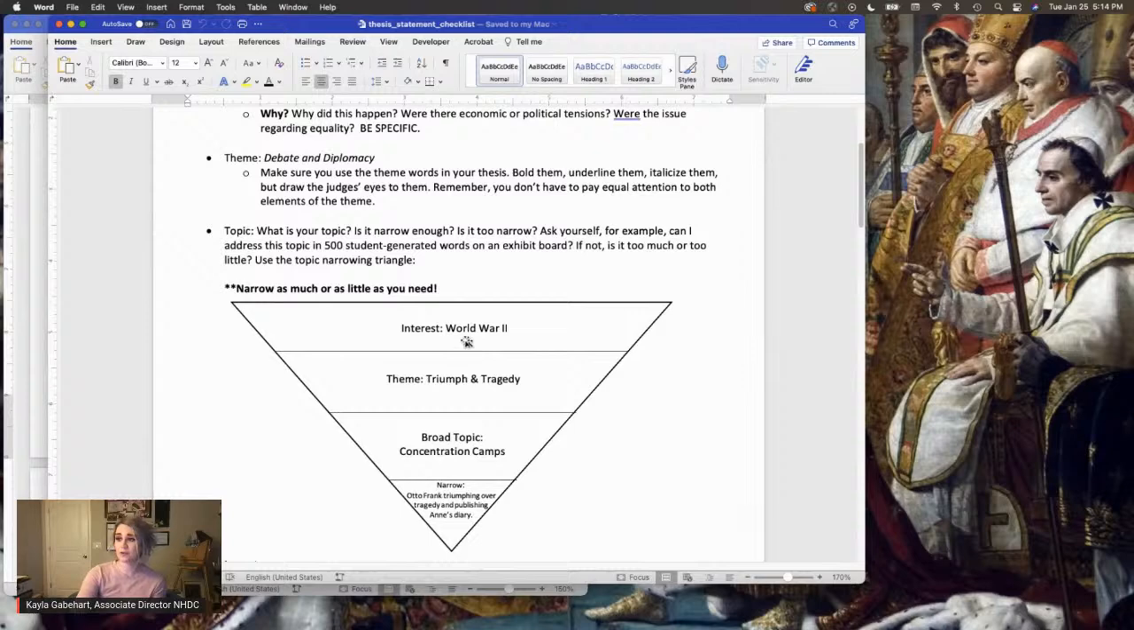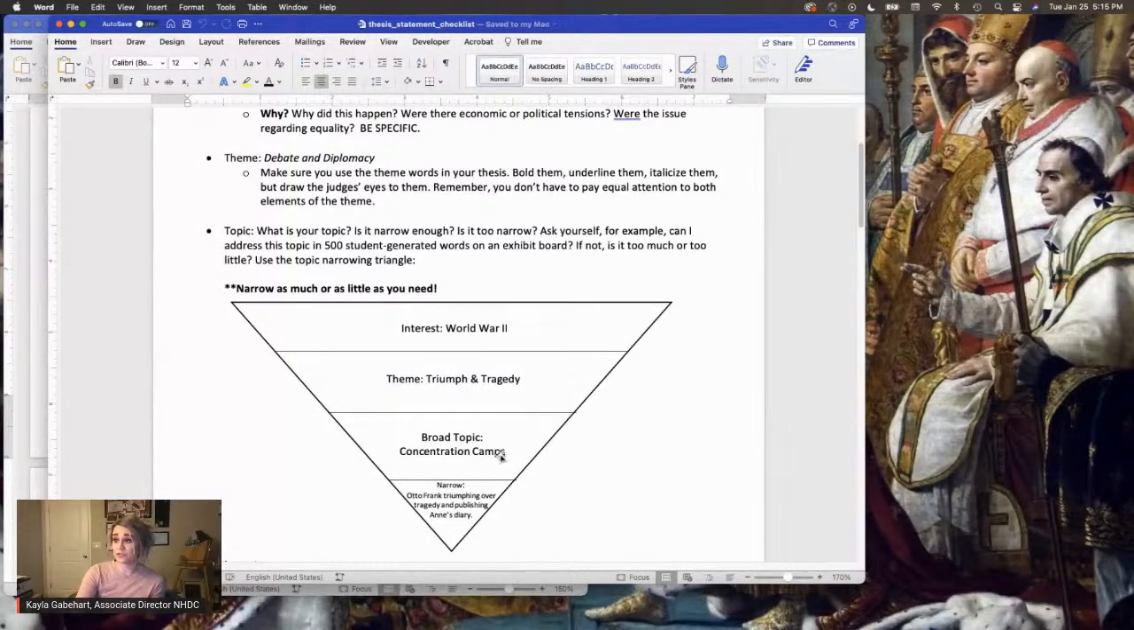So this is just an example, but let's say you're interested in World War II. Okay, there have been hundreds, if not thousands of books written about World War II. We definitely can't talk about it all in 500 student-generated words. So we're going to have to narrow it down beyond that. So let's use the theme to help us narrow it down, right? So for this example, let's use an old theme, which was triumph and tragedy. Okay, triumph and tragedy, what could I address with one of those or both of those theme words?